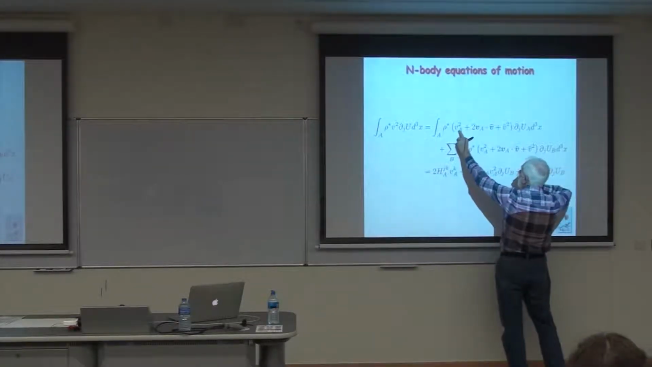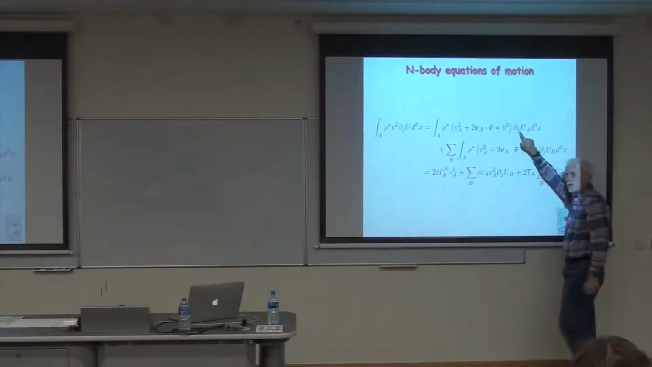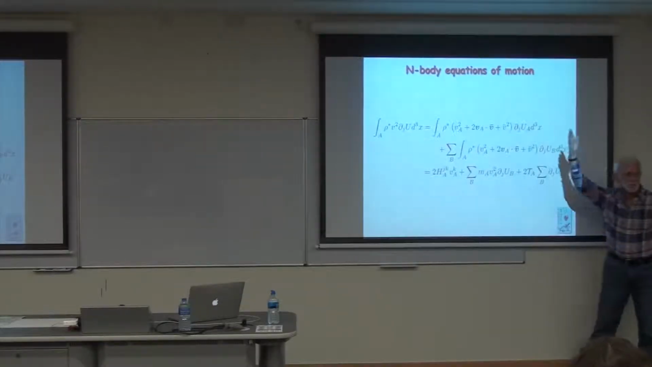This term, V_A squared times the gradient of U of body A, what is that? What's the value of that term?